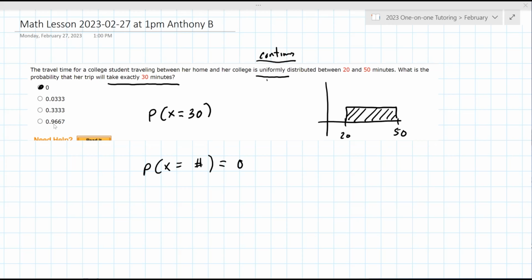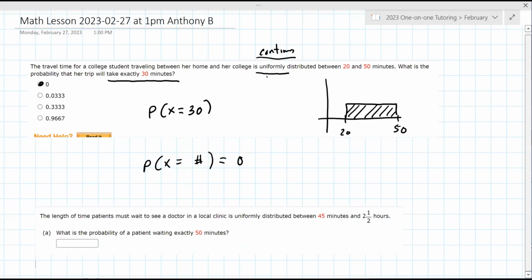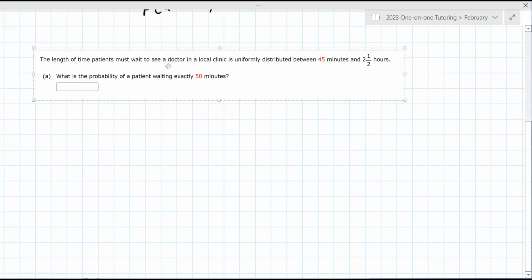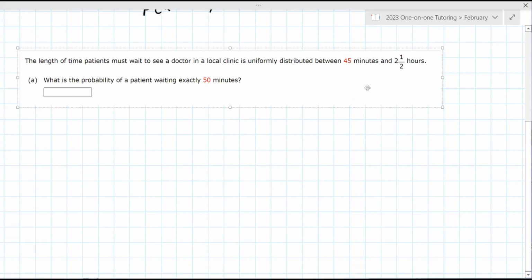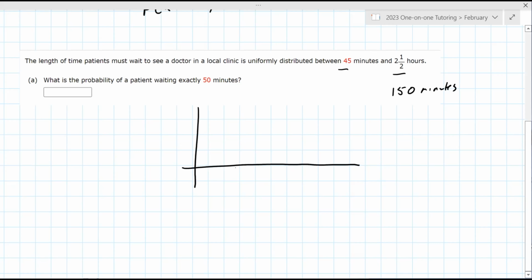So number two here, we got the length of time patients must see a doctor in a local clinic is uniformly between 45 minutes and 2.5 hours. So we really want to convert this second time to minutes. That's 150 minutes. And then I think it's good to draw a graph each time just to visualize it.